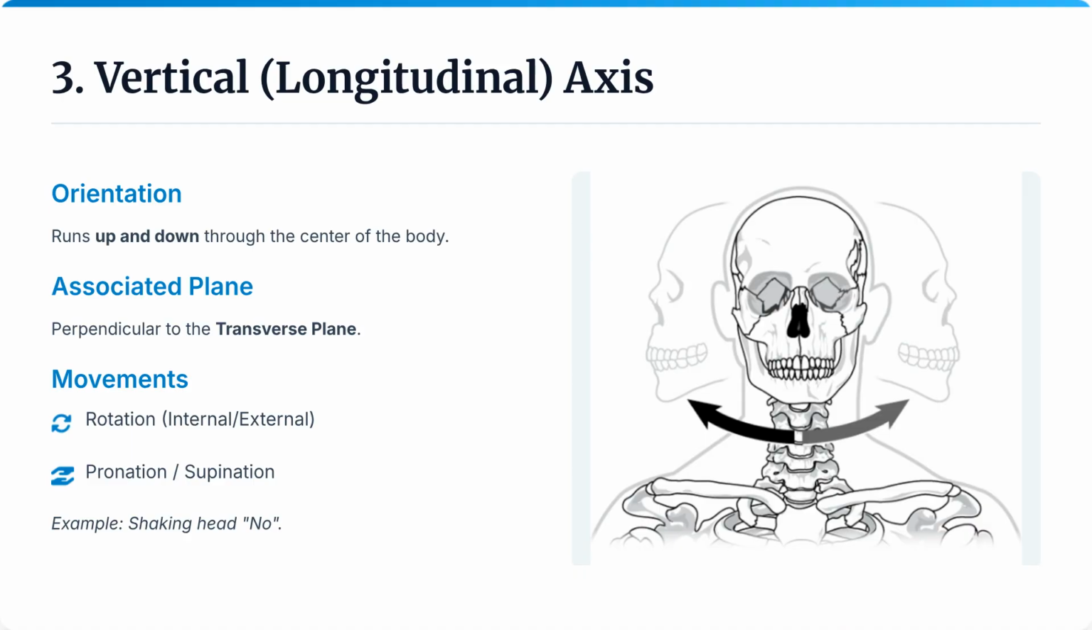The vertical or longitudinal axis runs up and down through the center of the body. It is perpendicular to the transverse plane and allows for movements like rotation, pronation, and supination, such as shaking your head no.